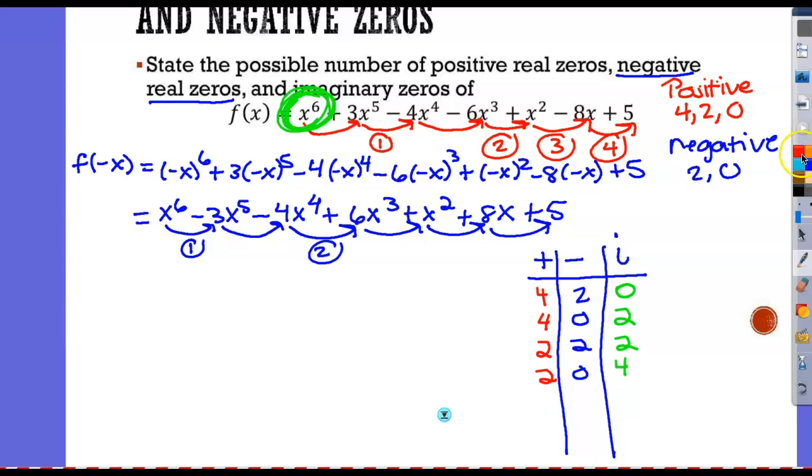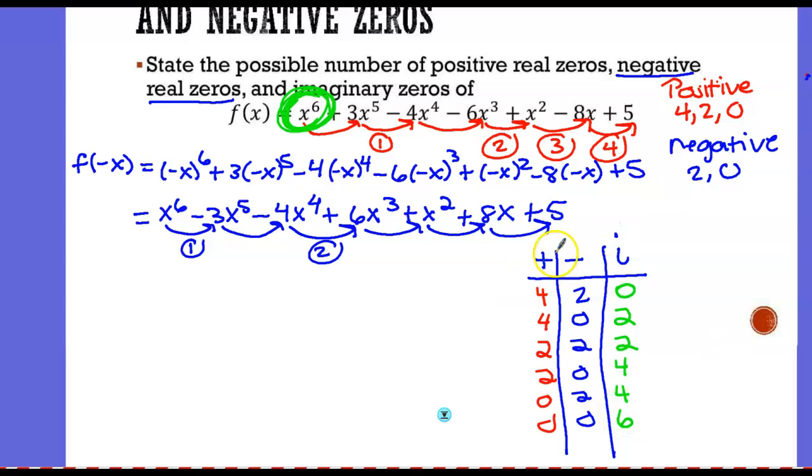Finally, if I have 0 positives, I could still have 2 negatives or 0 negatives. So I just have to figure out how many imaginary possibilities there are. 0 plus 2 is 2, so that would leave room for 4 imaginary answers. And if I have 0 positive and 0 negative, that would leave room for 6 imaginary answers.